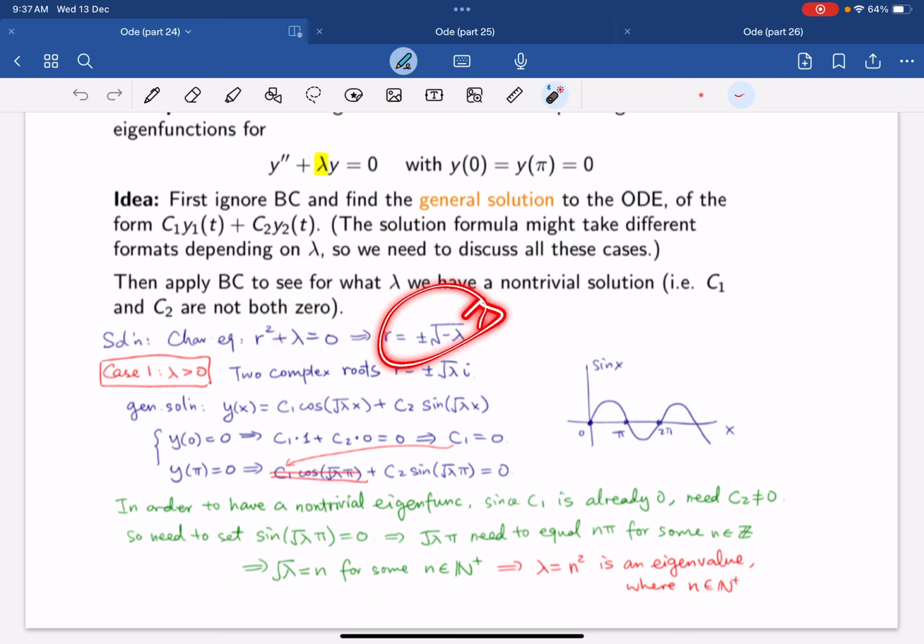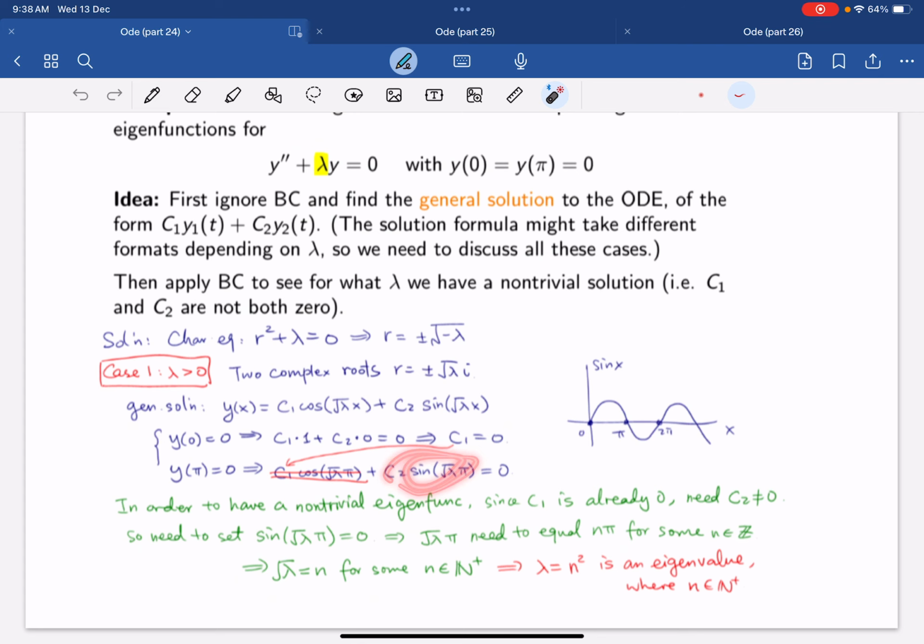Okay, so r equals this. Then we have cases. Case 1 is when lambda is positive. If lambda is positive, then this is complex, which means the general solution will look something like this. When you sub in 0, you are able to get rid of this. Then here is c1 times 1 plus c2 times 0 equals 0, which implies that c1 is 0. And if you sub in pi, then we know c1 is 0, so this part is removed. Then we have this.